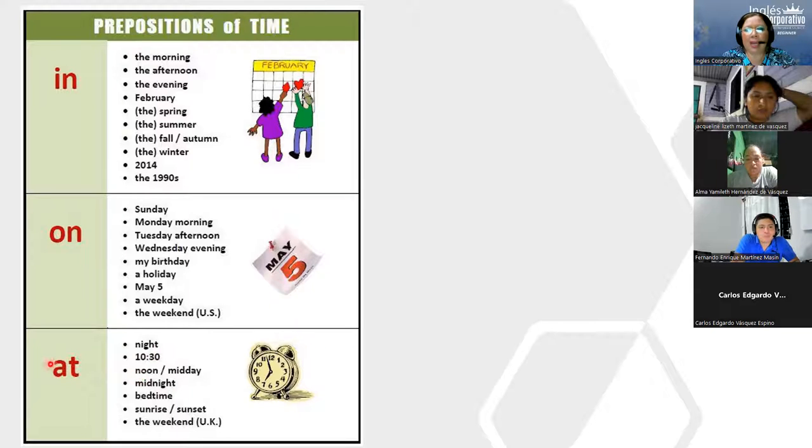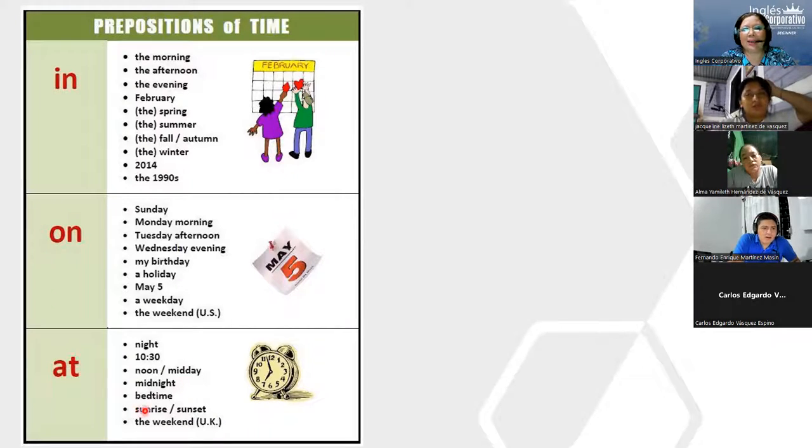At noon. At midday. Midday and noon es la misma hora. ¿Qué hora es noon y qué hora es midday? What time is noon? Mediodía. Yes, midday, but what is the time? It's 12. It's 12 o'clock. Exactly. It's 12 o'clock p.m. Then we have at midnight. Midnight is 12 a.m. It's the first hour of the day, okay?